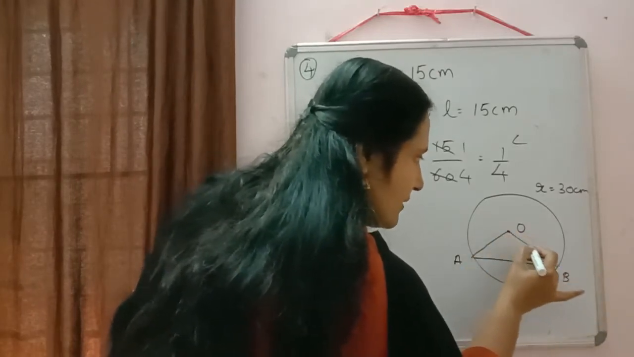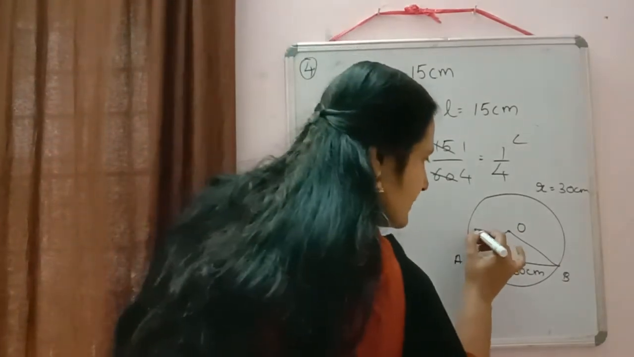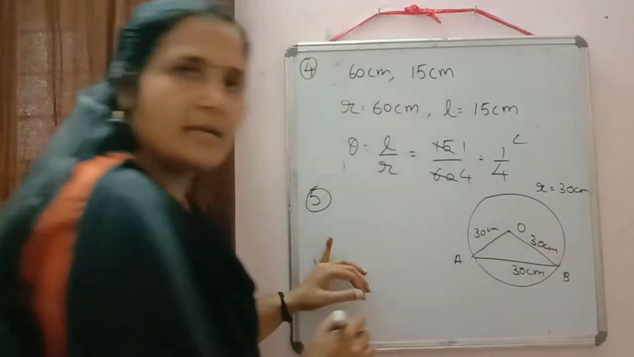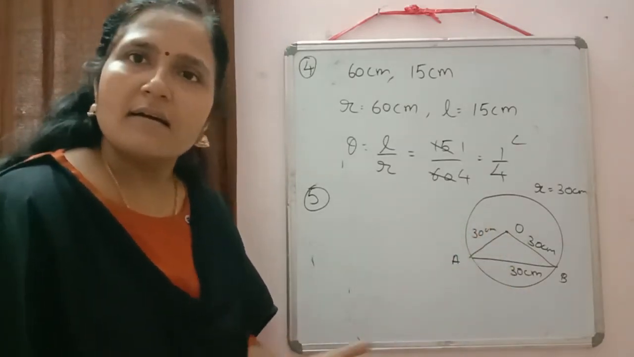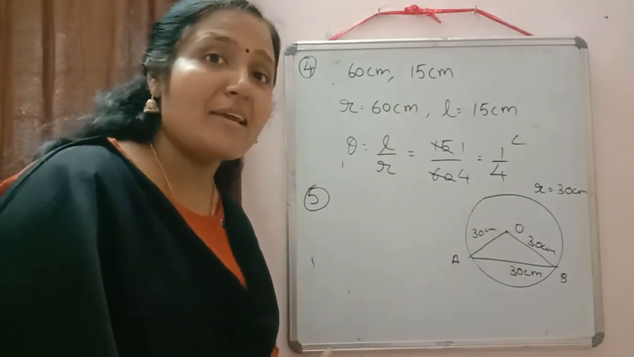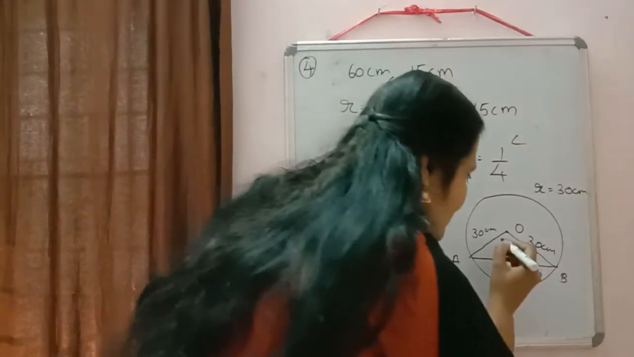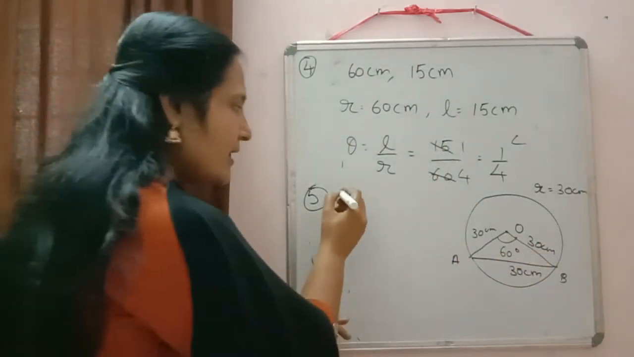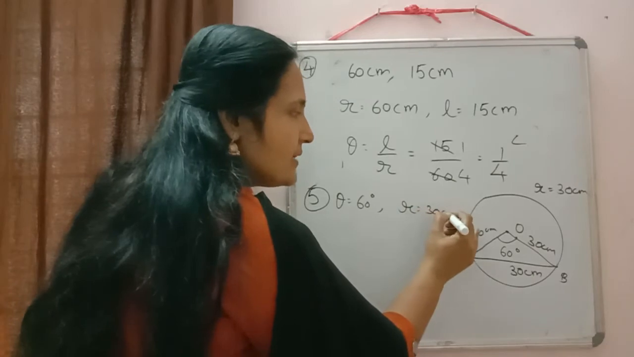So I am joining these two from the center, OA and OB. Okay. What is OA? Radius. How much is the radius given? 30 centimeter. OB also is equal to 30 centimeter. All sides are equal. Then which type of triangle is this? Equilateral triangle. And in an equilateral triangle, what is the measurement of each angle? All the angles are equal to 60 degree. So the angle at the center is 60 degrees. So we have here theta is equal to 60 degree and radius is equal to 30 centimeter.